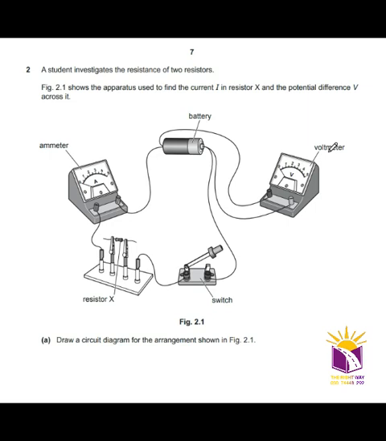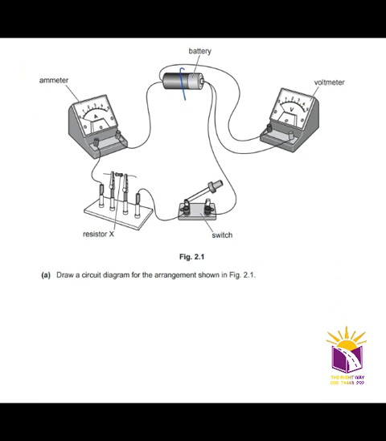Question 2. A student investigates the resistance of two resistors. Figure 2.1 shows the apparatus used to find the current I in the resistor X and the potential difference V across it. Draw a circuit diagram for the arrangement shown in figure 2.1. So we start with the battery. We have the battery at the start, then it is connected to the switch.